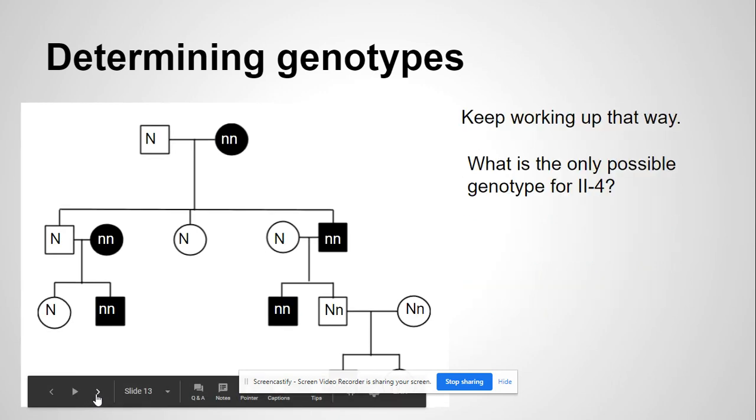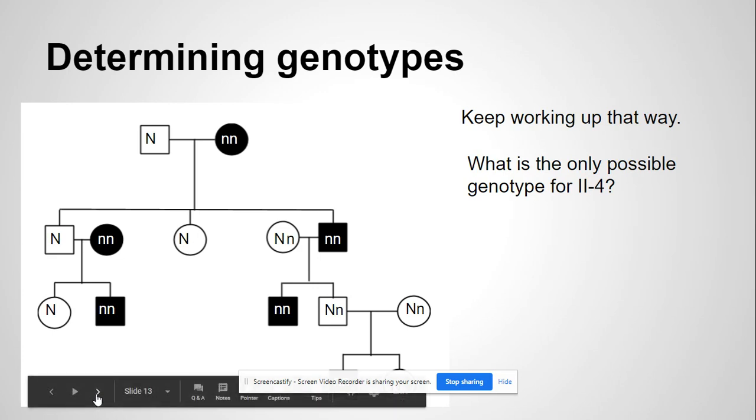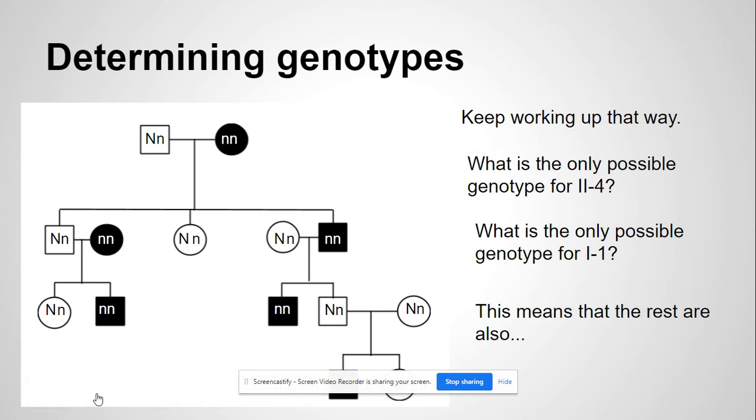Keep working that way. So what is the only possible genotype for 2-4? Generation 2, number 4. What's the possible genotype for generation 1-1? There you go, it's heterozygous also.